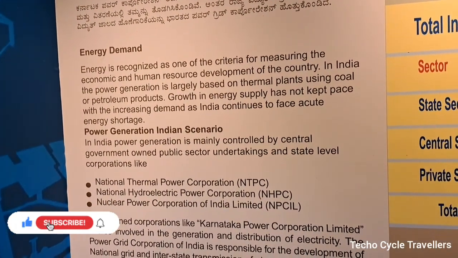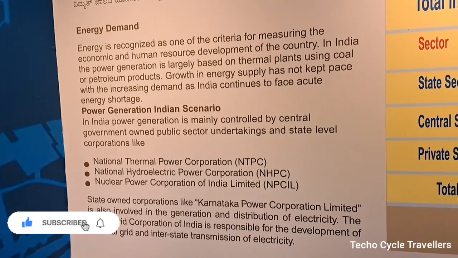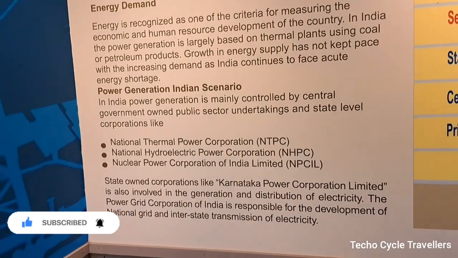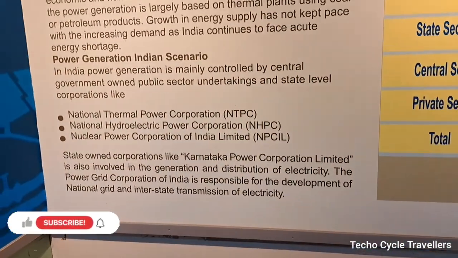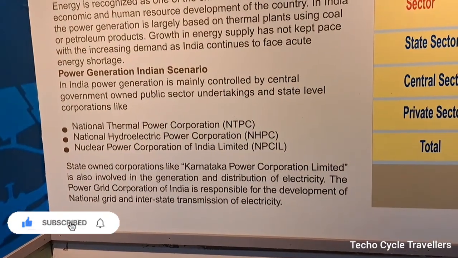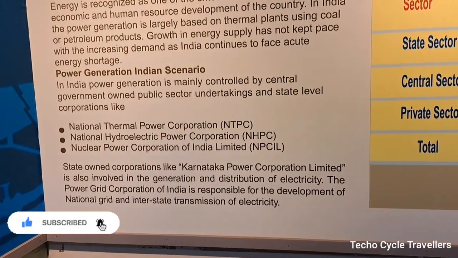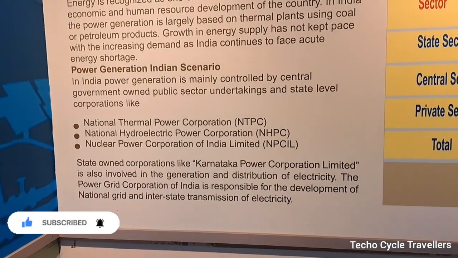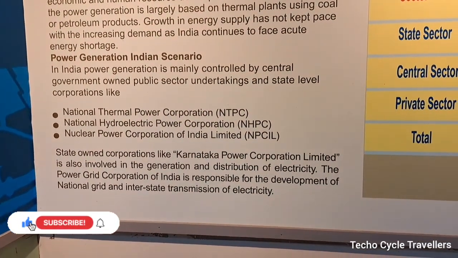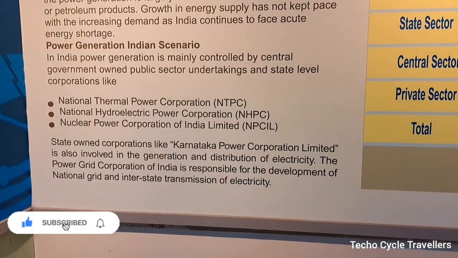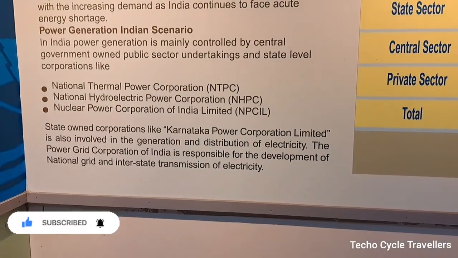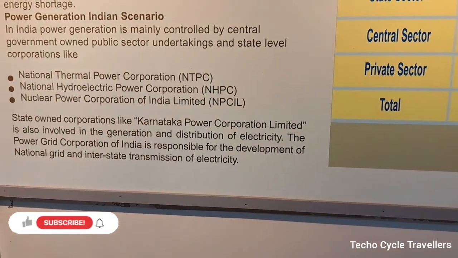Power generation, Indian scenario. In India, power generation is mainly controlled by central government public sector undertakings and state level corporations like National Thermal Power Corporation, NTPC, National Hydroelectric Power Corporation, NHPC, Nuclear Power Corporation of India Limited, NPCIL. State-owned corporations like Karnataka Power Corporation Limited are also involved in the generation and distribution of electricity. The Power Grid Corporation of India is responsible for the development of the national grid and interstate transmission of electricity.